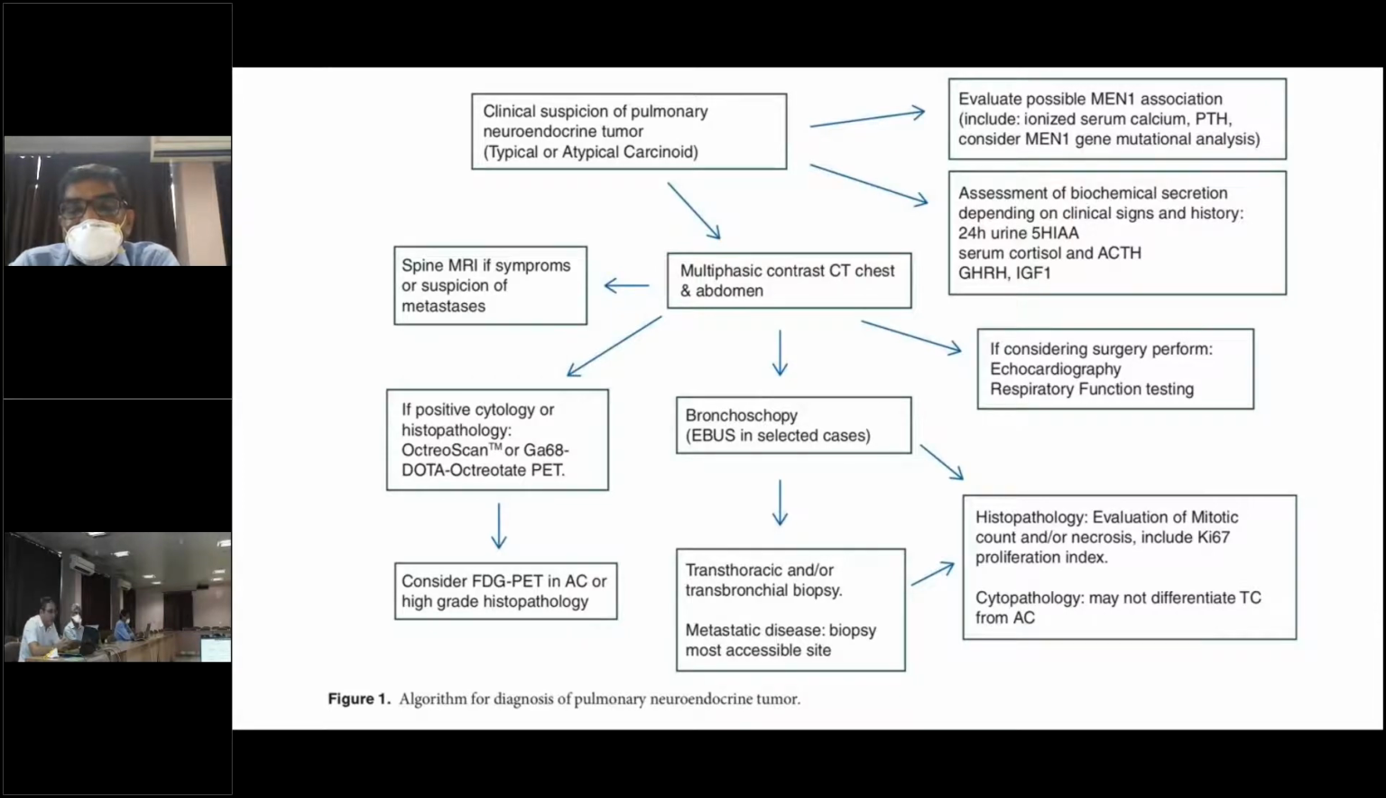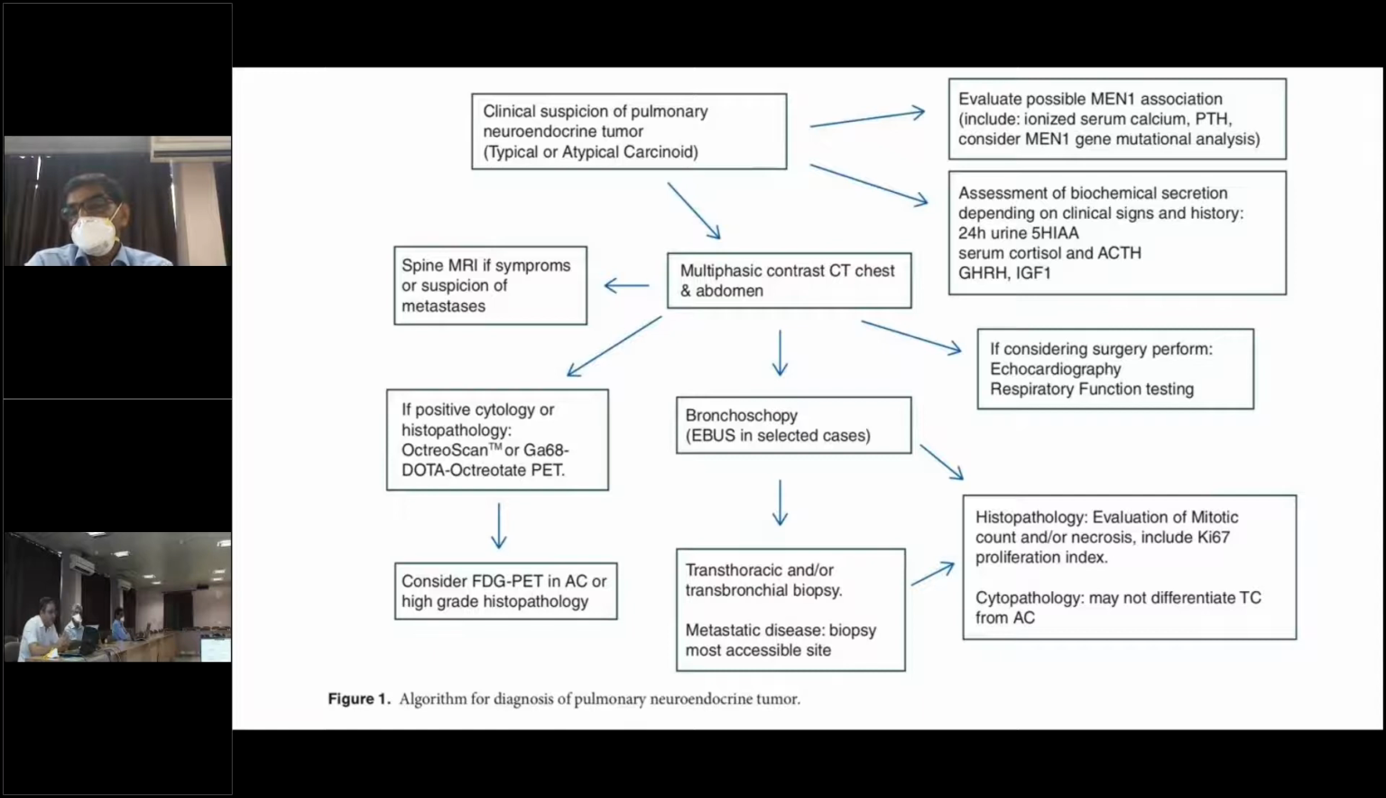Now, before going for resection of the lung, a patient should be subjected to echocardiography and pulmonary function testing to decide on what kind of resection in the lung we are going to perform. Histopathology, if we have it before operation, is of extreme use because we can plan operation accordingly. In histopathology, the most important thing is finding out the number of mitotic cells and the Ki67 proliferation index.